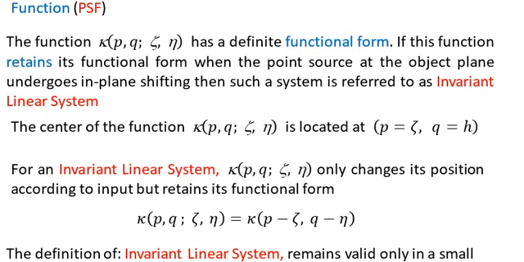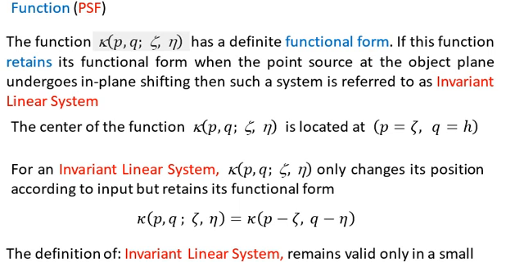The function kappa at the coordinates P comma Q semicolon zeta comma eta has a definite functional form. If this functional form is retained when the point source at the object plane undergoes in-plane shifting, then such a system is referred to as an invariant system. So here we are giving the definition of the invariant system. What is the invariant system? It is one where kappa will not change its functional form.